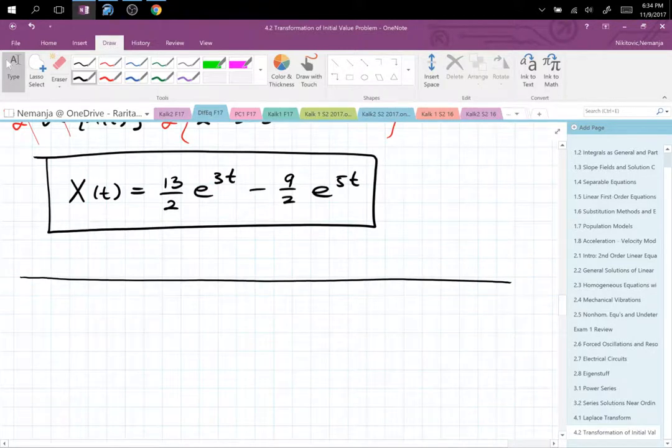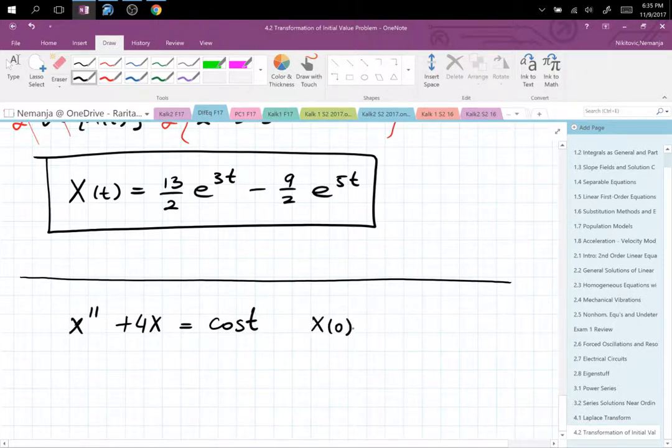Now, I'm going to pick another problem, solve one more. Yeah, this looks cool. x double prime plus 4x is equal to cosine t, where x of 0 equals x prime of 0 equals 0.